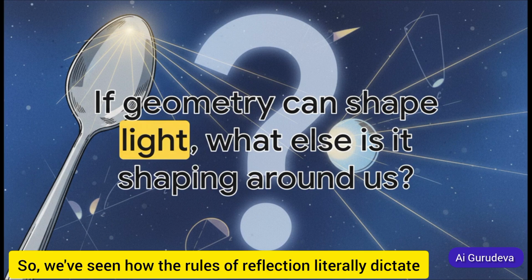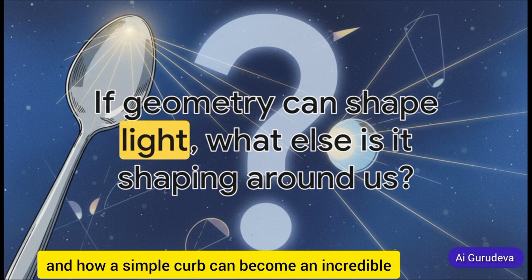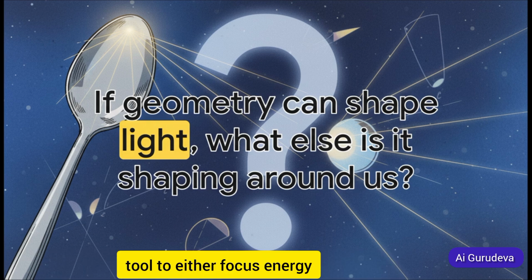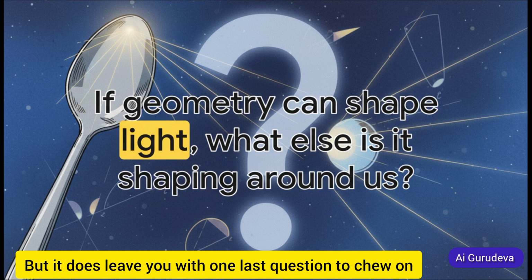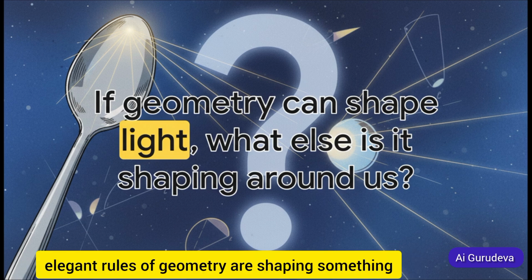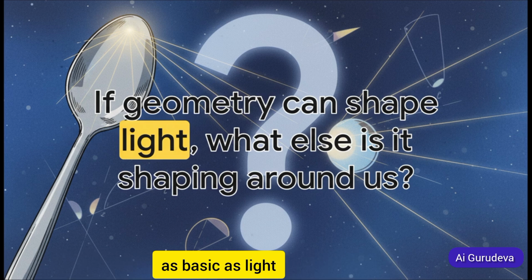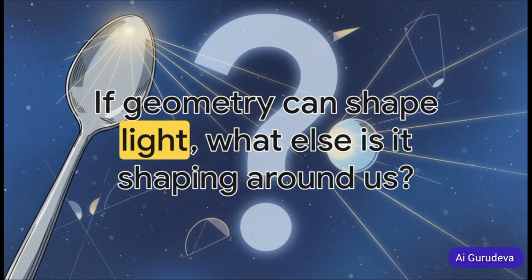So we've seen how the rules of reflection literally dictate how we see our world, and how a simple curve can become an incredible tool to either focus energy or expand our vision. The mystery of the spoon? Solved. But it does leave you with one last question to chew on. If these simple, elegant rules of geometry are shaping something as basic as light, what other invisible forces all around us are being quietly commanded by the simple shapes we see every day?